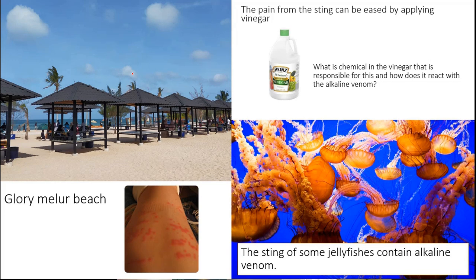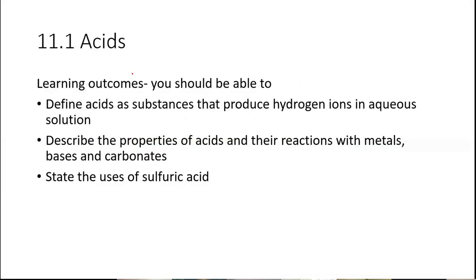Yeah, we can know how and why the vinegar can be used to reduce the pain from the jellyfish sting, by learning chapter 11, acids and base. Okay, let's start from acids. This is the learning outcome. There are 3 learning outcomes. You should be able to define acid as substance that produce hydrogen ions in aqueous solutions, and describe the properties of acids and the reaction with metals, base, and carbonates, and state the use of sulfuric acid.